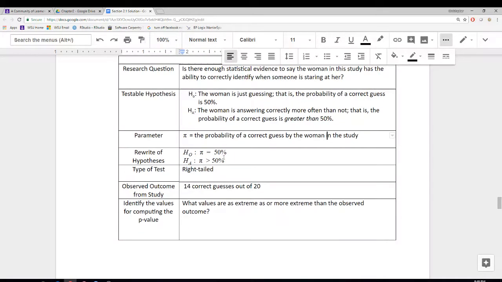The parameter here is the probability of a correct guess by the woman in the study. We've talked above about the appropriate setup of the null and alternative hypothesis. We've identified this as a right-tailed test.